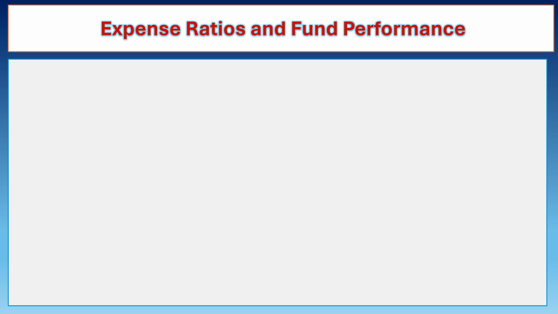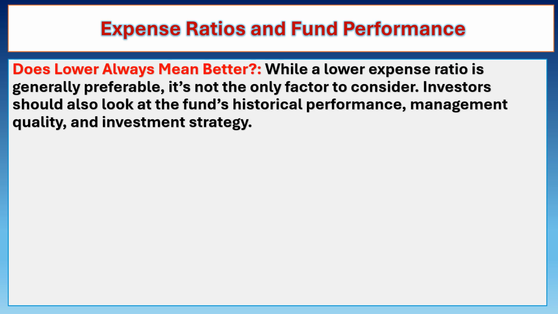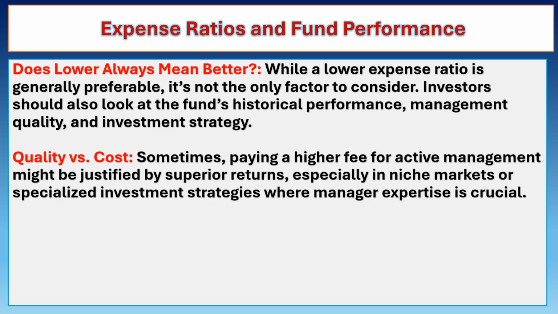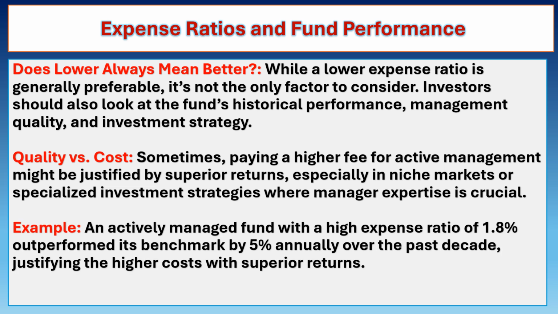Expense ratios and fund performance. Does lower always mean better? While a lower expense ratio is generally preferable, it is not the only factor to consider. Investors should also look at the fund's historical performance, management quality, and investment strategy. Quality versus cost. Sometimes paying higher fees for active management might be justified by superior returns, especially in niche markets or specialized investment strategies where manager expertise is crucial. For example, an actively managed fund with a high expense ratio of 1.8% outperformed its benchmark by 5% annually over the past decade, justifying the higher cost with superior returns.